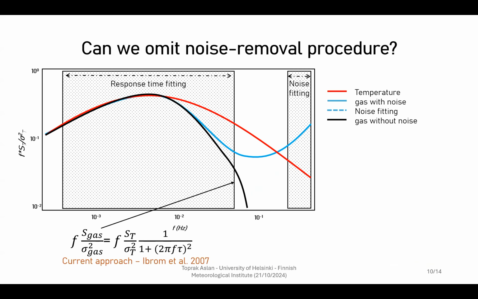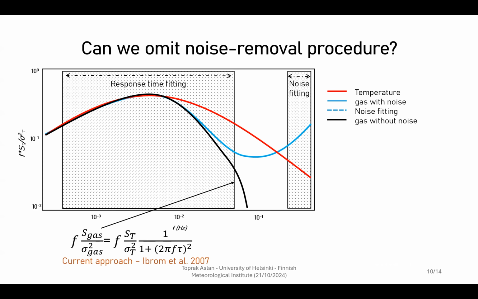Since the procedure is problematic, the question is how can we omit this step, or is it possible? Again, the current method, this equation on the bottom left, is fit to the noise-free gas spectra shown with black for the range highlighted here. And this range is also adjustable in EdiPro.